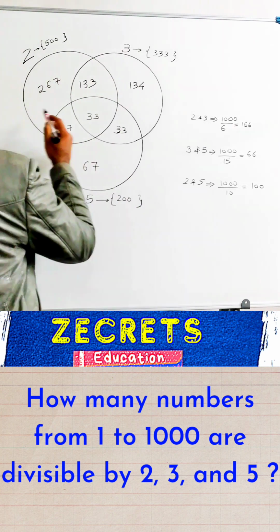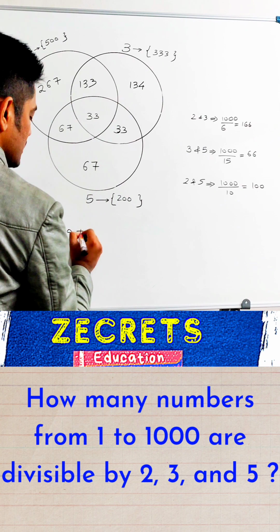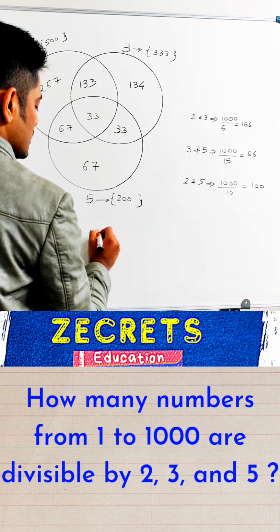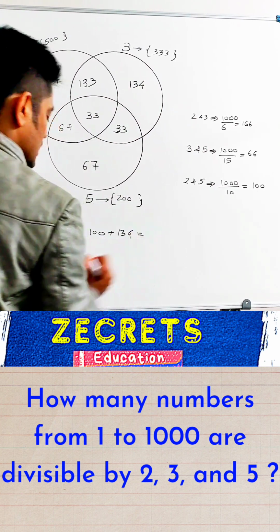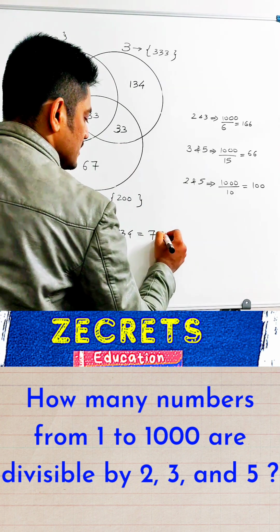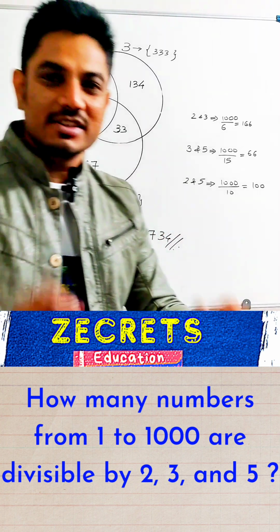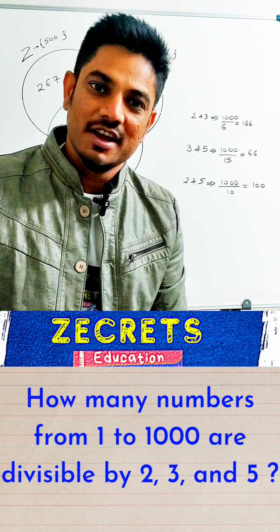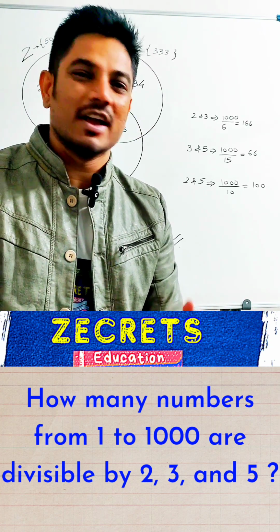So this set is 500. Directly I'll take this 500. So that is 500 plus this plus this plus this. This is 100. This is 134. The total is 734. And there are 734 numbers which are divisible by 2, 3 or 5, considering only 2, 2 and 3, 3 and 5 and likewise.